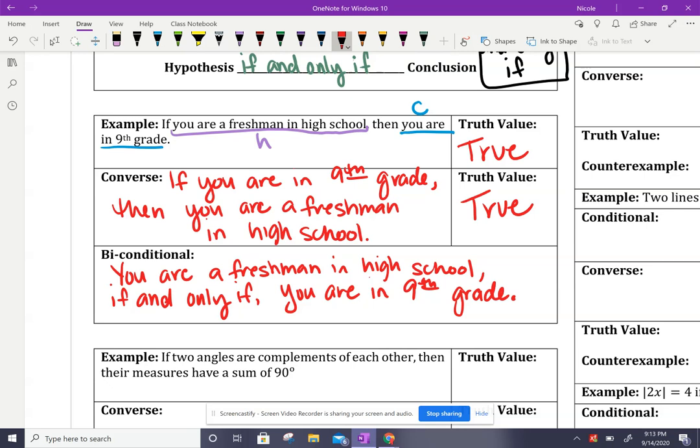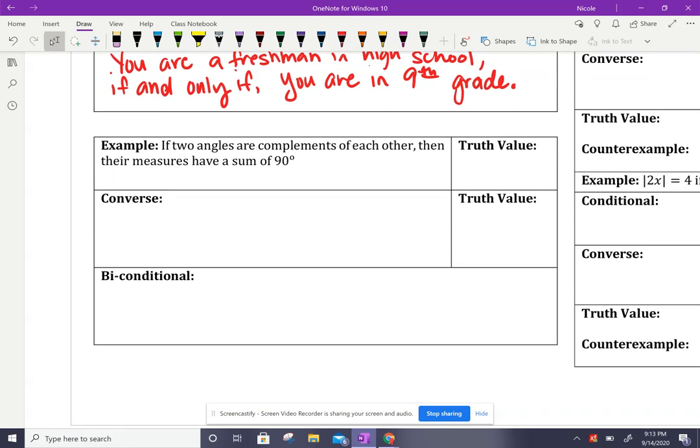Let's look at one more example. This one states, if two angles are complements of each other, remember complements mean the sum of two angles equals 90, then their measures have a sum of 90, which is exactly what we just said. Is that a true statement? Absolutely. That is a true conditional statement. If two angles are considered complements of each other, then they have to have a sum of 90 degrees.